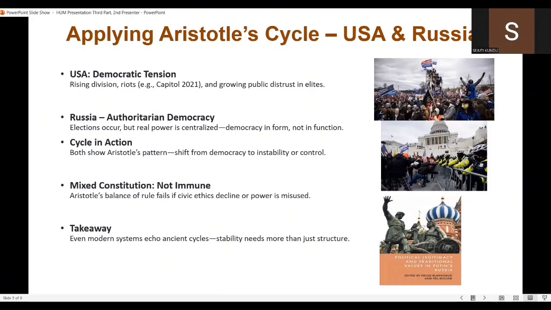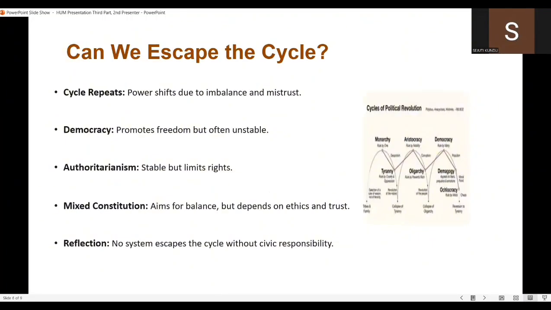Finally, let's reflect on the future. Aristotle's cycles persist because systems are always vulnerable to imbalance, mistrust, and erosion of civic responsibility. Democracy offers freedom and rights, but is often chaotic and short-sighted. Authoritarianism promises order but sacrifices liberty and participation.